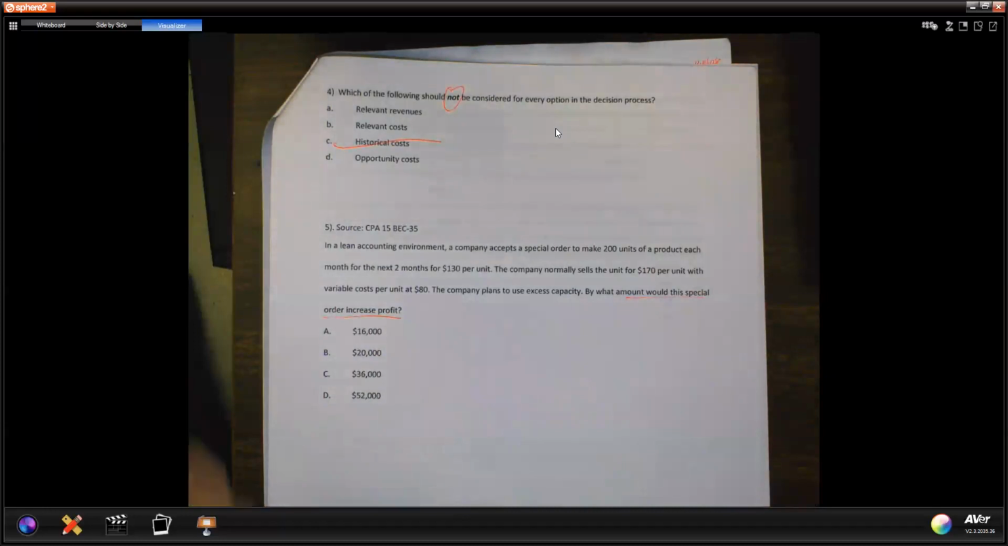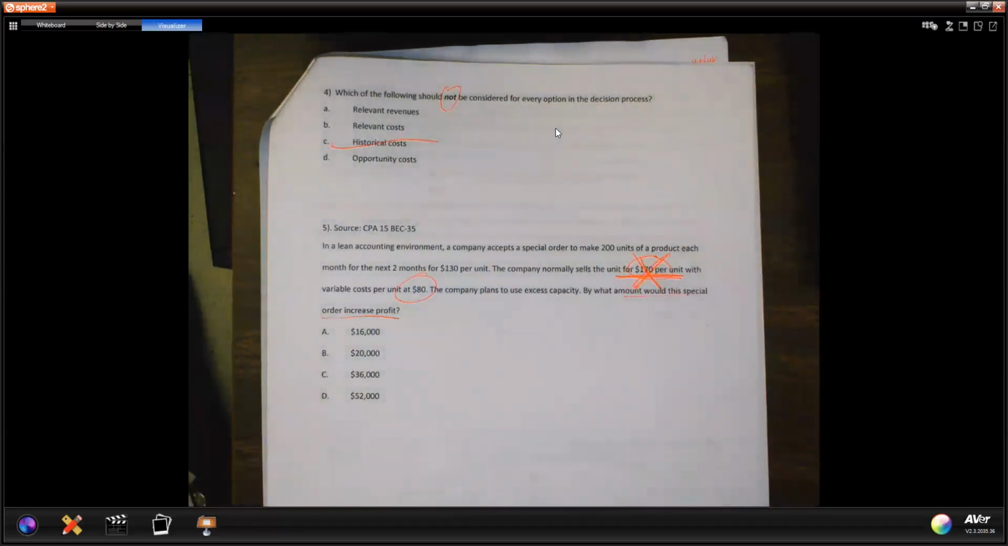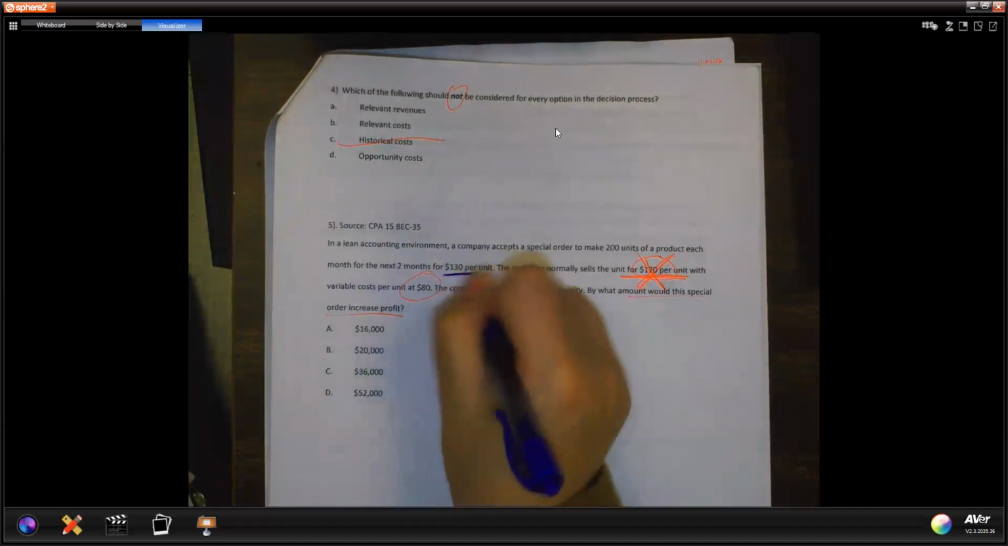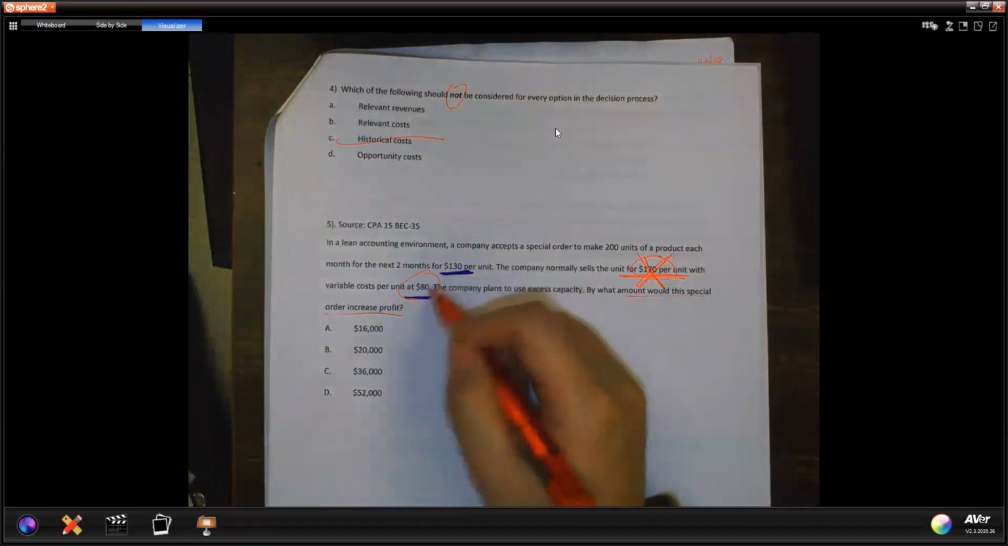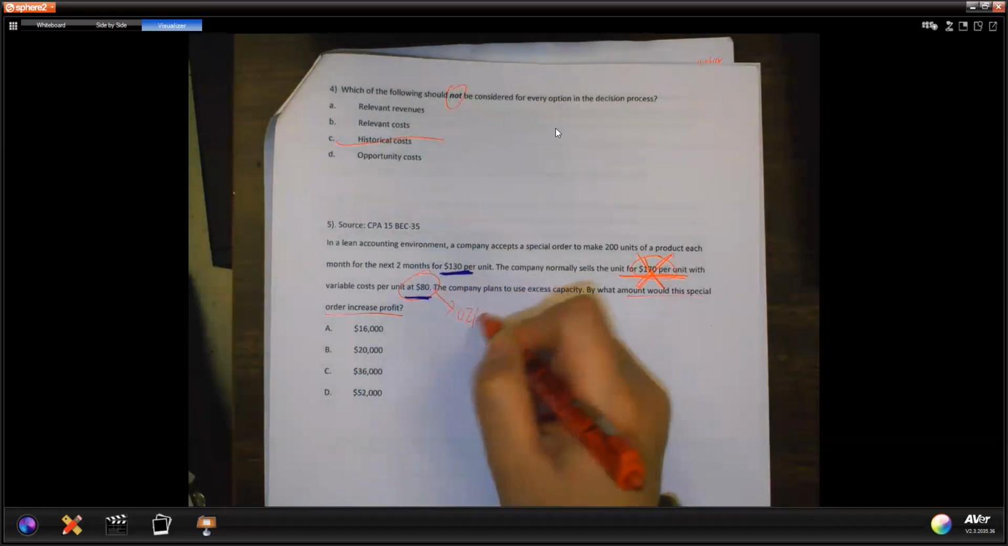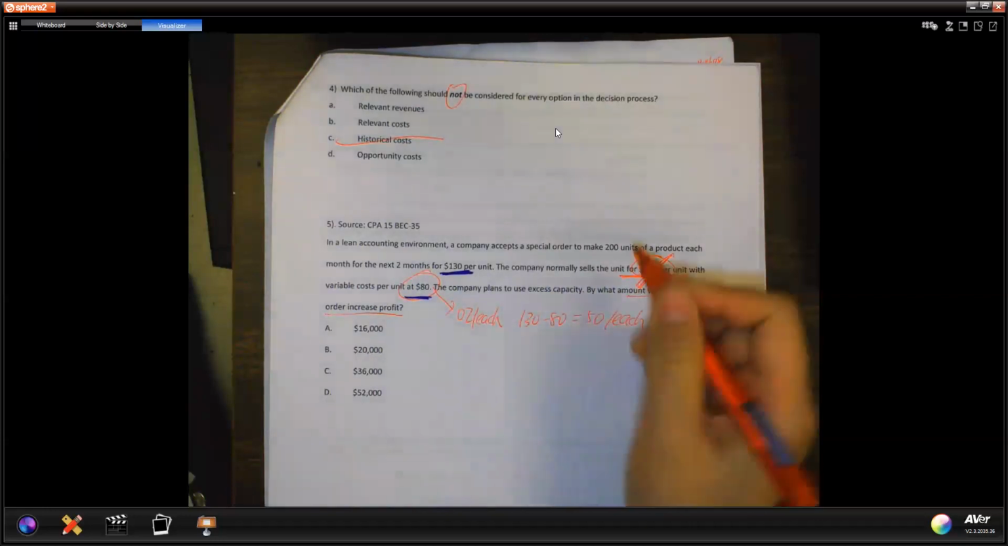Next one, I'm asking what amount this order should increase your profit. You have an order, and your usual selling price is 170. We don't worry about the regular selling price, because that's useless to our decision making. Our decision only looks at that order's selling price and that order's variable cost. And then we found out that for each one, your operating income can be increased by $50. And then you have 200 units per month.